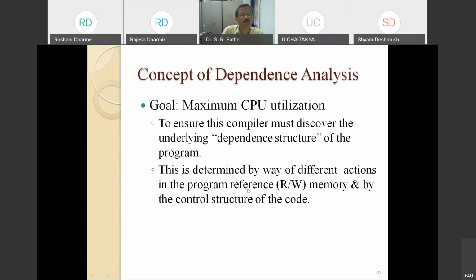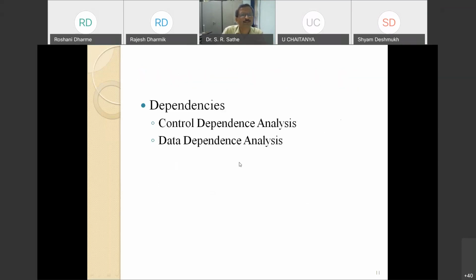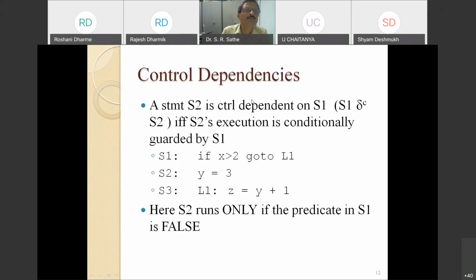So we have two types of dependence: control dependence analysis and data dependence analysis. In this lecture, we will focus more on data dependence analysis. In the literature also, there is not much focus on control dependence analysis. The focus is more on data dependence analysis. For example, I'll just mention in one slide what control dependence is.